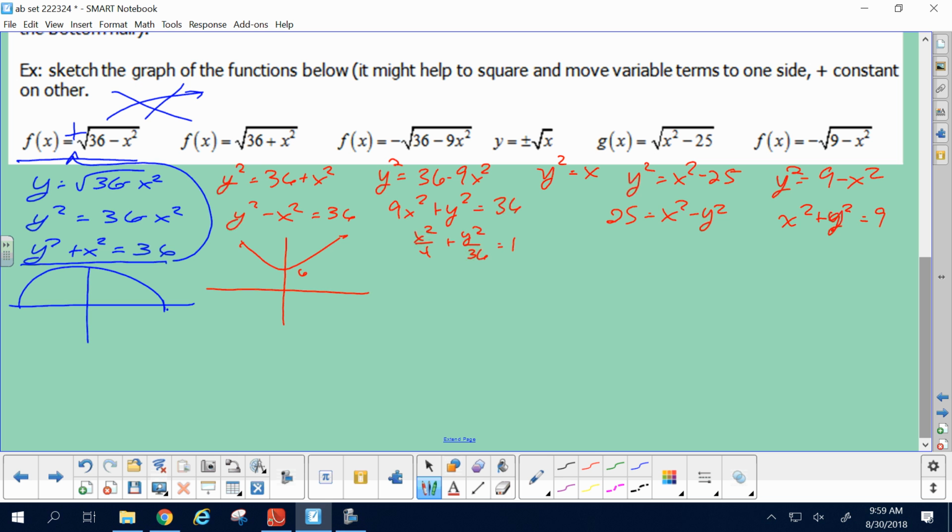Both parts or just part of the graph? Well, y at the beginning was only positive, so I can never get a negative y. This part of the graph couldn't happen. It's just the top. Is that a function? Yeah. Okay.